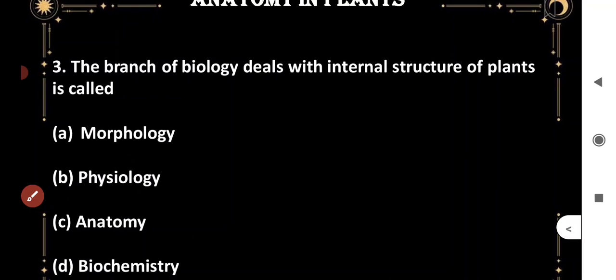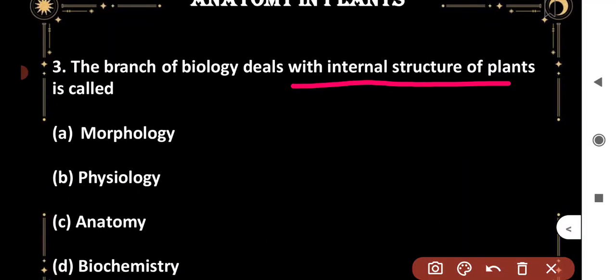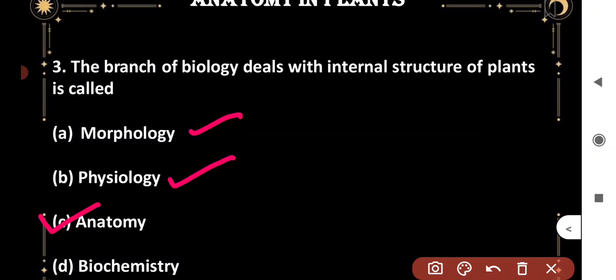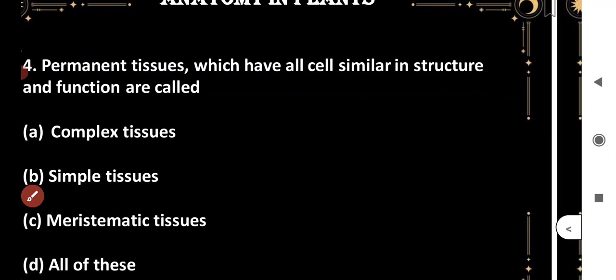Next question says the branch of biology that deals with internal structure of plants is called. So it is dealing with internal structures, so that is anatomy. Morphology means external structure. Physiology is like transport in plants, photosynthesis, respiration, plant growth and development. Biochemistry is the different chemical aspects. Here anatomy is the correct answer. Let's go to the next question.